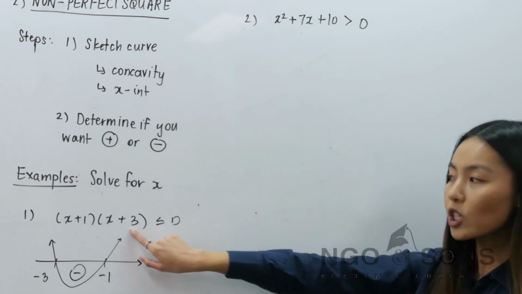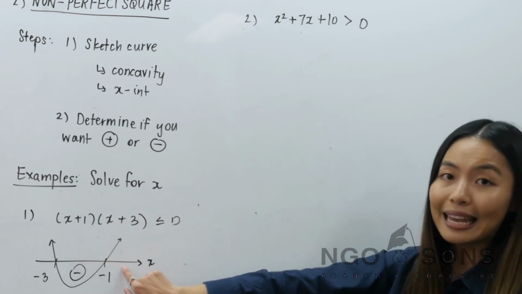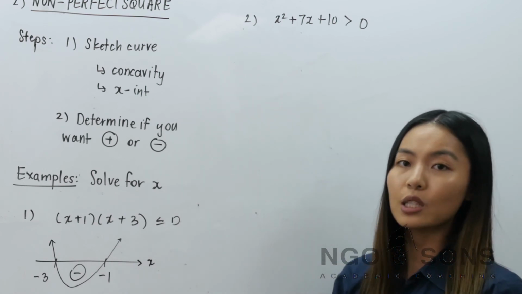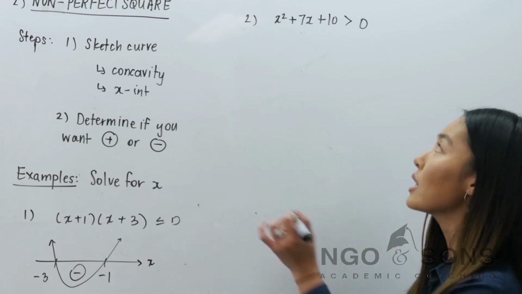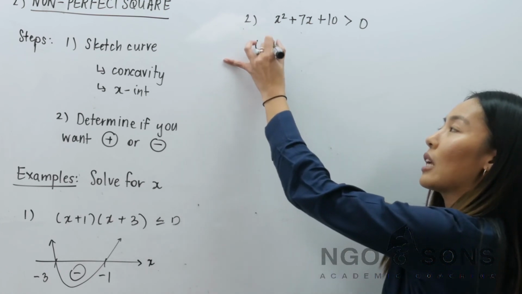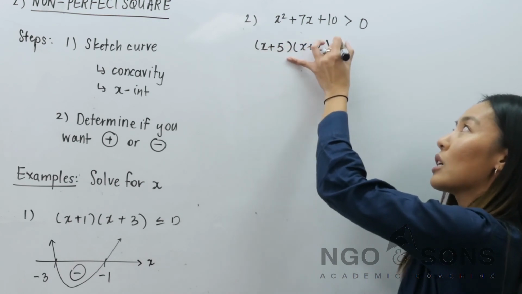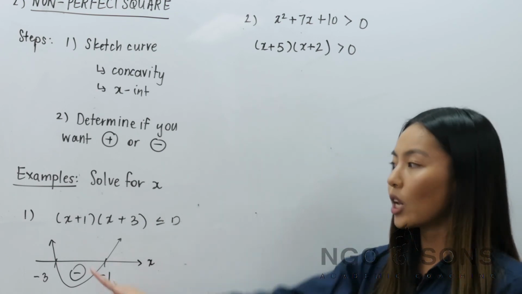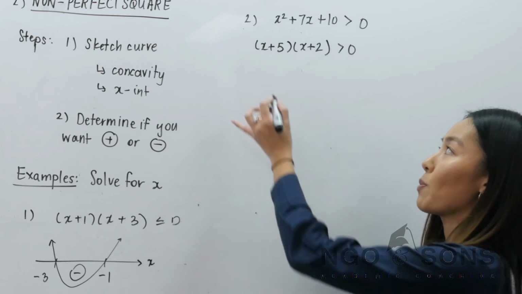Now, in question 1, the equation was factorized for us, which made it easier to sketch. In question 2, it hasn't been factorized for us, but in order to sketch, we want it to be factorized. So factorizing this quadratic, I get x plus 5 times x plus 2 is greater than 0. Now that my equation is factorized, it looks more like question number 1. It's easier to sketch my curve.